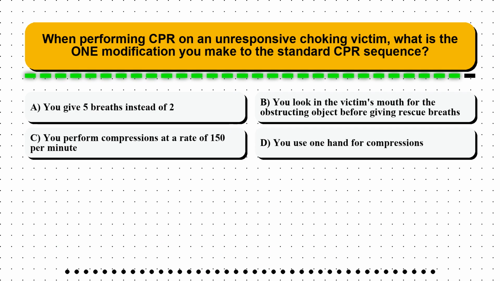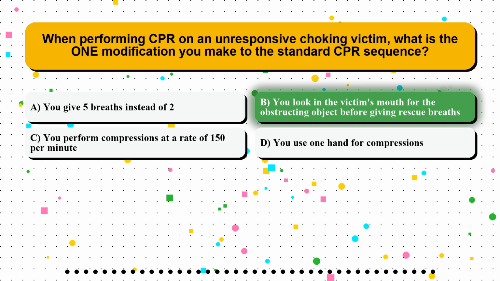Question 12. When performing CPR on an unresponsive choking victim, what is the one modification you make to the standard CPR sequence? Option A. You give 5 breaths instead of 2. Option B. You look in the victim's mouth for the obstructing object before giving rescue breaths. Option C. You perform compressions at a rate of 150 per minute. Option D. You use one hand for compressions.